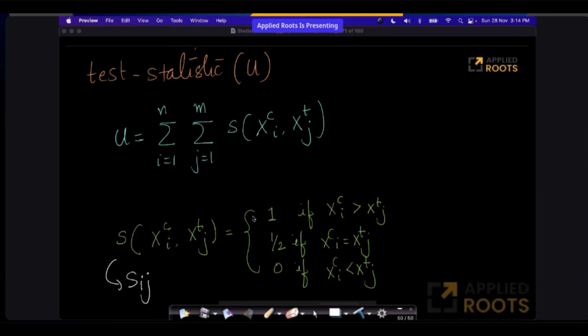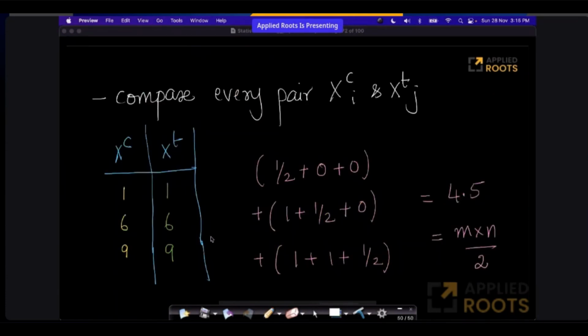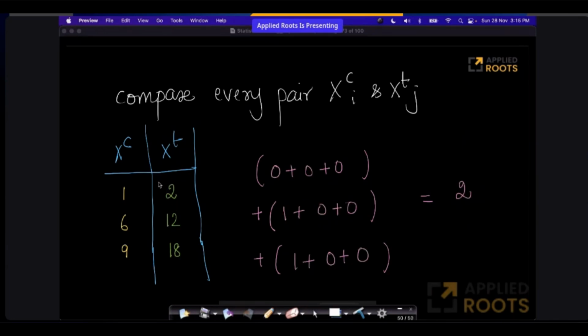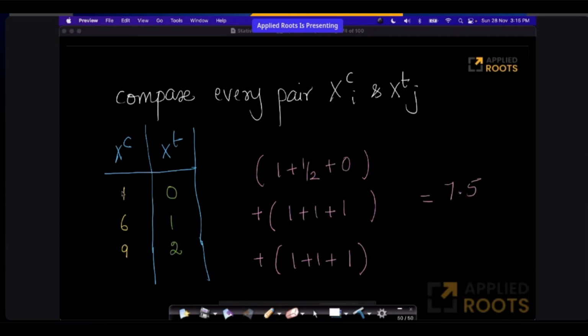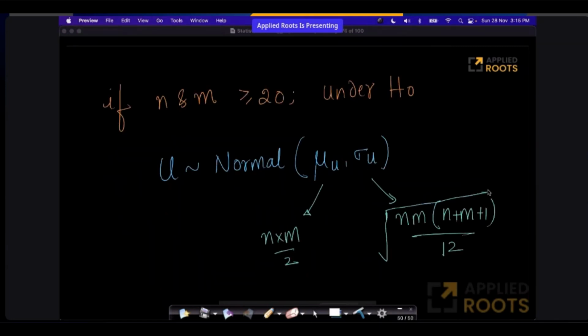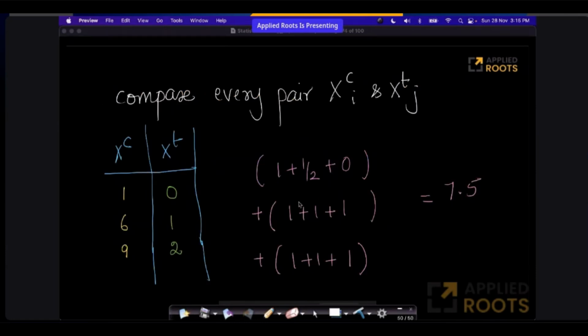The way this u statistic is designed, if both the distributions are the same, the u statistic that I'll get is going to be m into n by 2. If xt's distribution is smaller than xc, then I'm going to get a value that is less than m into n by 2. On the other hand, if xc is smaller than xt, I'm going to get a value larger than m into n by 2. Okay, simple idea. Now, okay, so all that is cool.